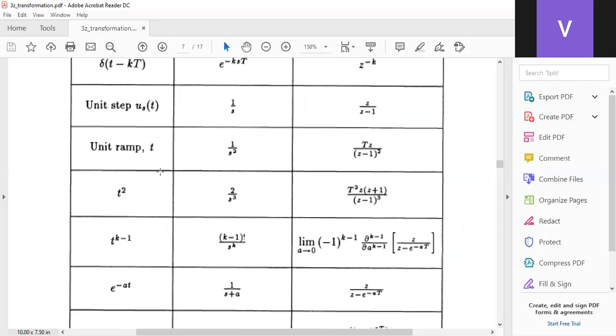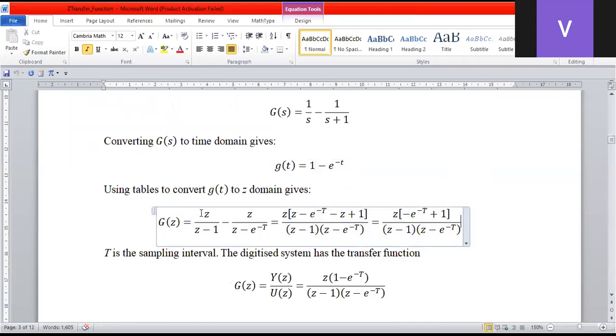So you should be able to know the Z transforms of all these basic signals. It's important for you to know that. So let me go back to the slide, the lecture notes. Okay, so we arrived at this. The Z transform of this is given by this, and we got it from the tables. So you should know the tables, it is very important.